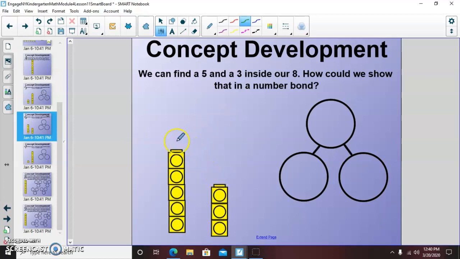They broke it into 2 parts already. So let's count our first part. 1, 2, 3, 4, 5. Very good. Now remember, this only has 1 line going to this circle, so I know I can put a part there. And it's 5. Now let's do this one. 1, 2, 3. Very good. We're going to write a 3.